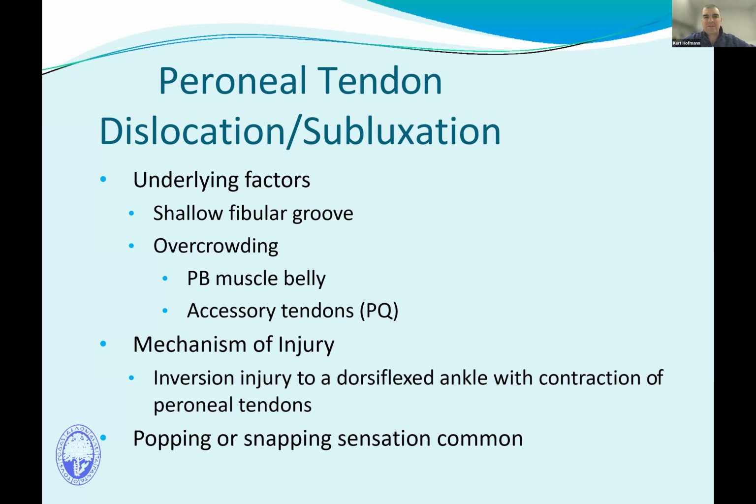Mechanism of injury for this diagnosis in particular is actually a little bit different. So usually the peroneal tendons are injured with an inversion type of mechanism of injury, very similar to an ankle sprain, which is what we saw earlier on. In this respect, it can be an inversion, but again, the ankle tends to be in a more dorsiflexed position, and that allows for contraction of the peroneal tendons. Because again, they're trying to stabilize the ankle, right?